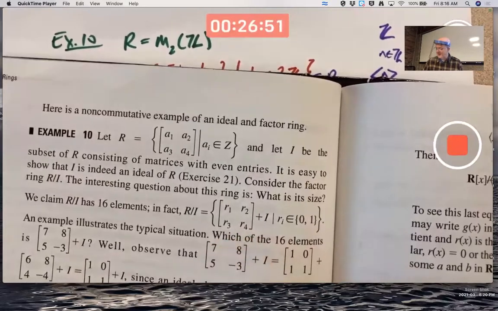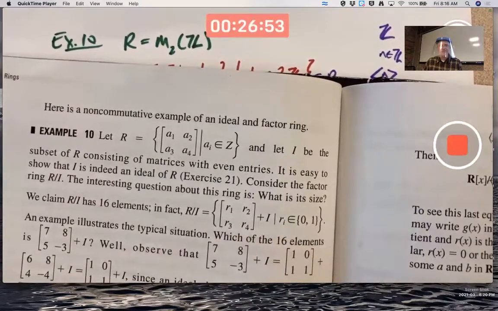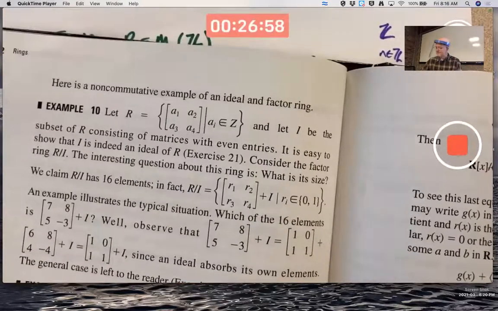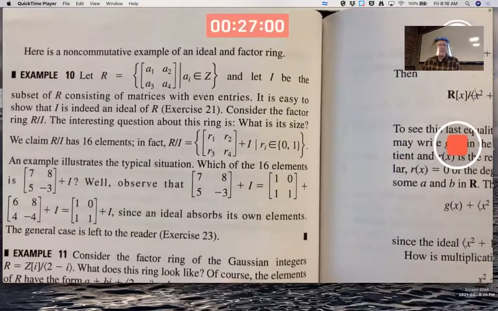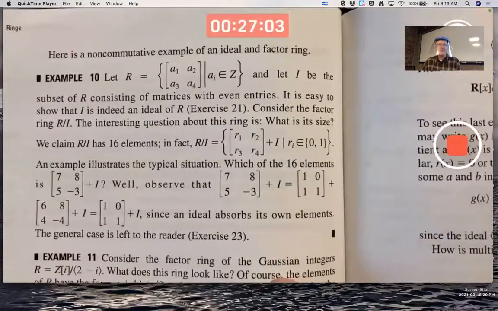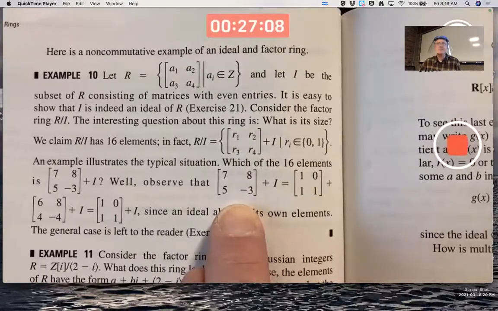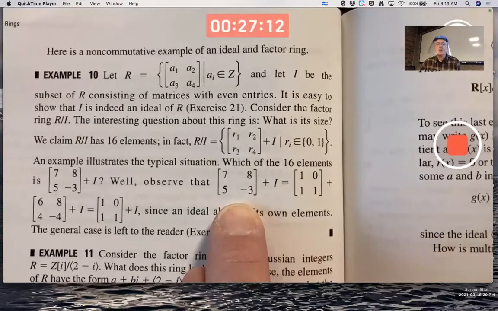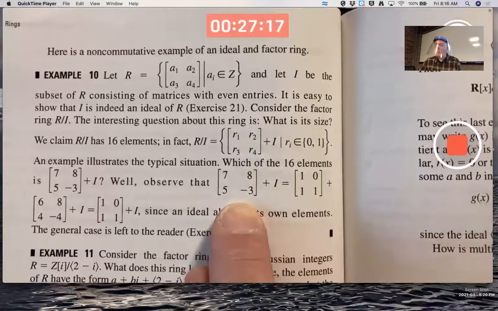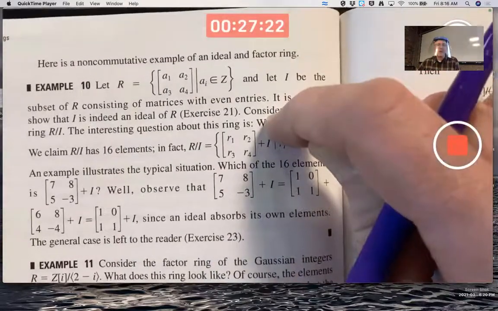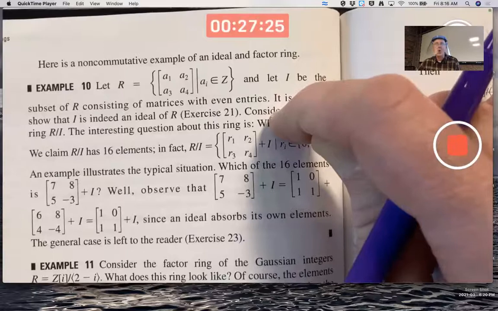The author doesn't prove that here, but does an example to illustrate how you would argue the general case. And here's the key calculation. Take an arbitrary coset with an arbitrary 2 by 2 matrix from R in here as the coset representative, not all zeros and ones. You'd like to figure out how can I write this coset in this form where all the entries are zeros or ones? That's the goal.